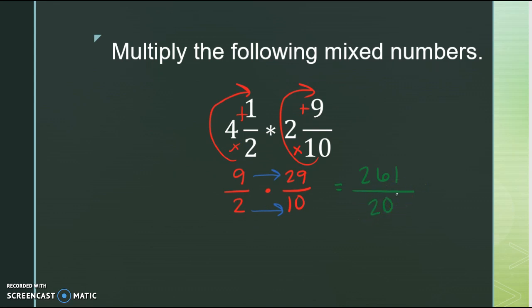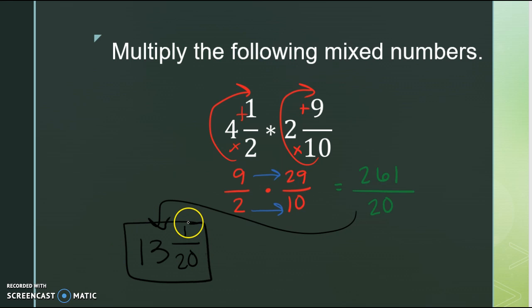So here this is an improper fraction. So we want to make sure that we simplify this as much as possible. So even though there wasn't any cross canceling, we can rewrite this as a mixed number. So 20 can go into 261 13 times. I'm going to move this down here. And that is 260. Then we have 1 left over, and we keep our denominator the same. So this mixed number is actually 13 and 1/20.